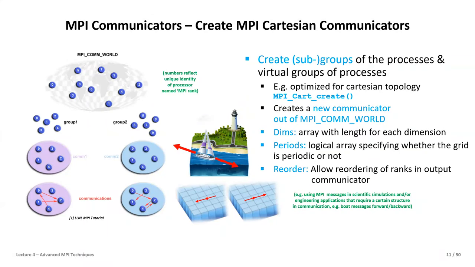But when you want a more systematic way to really enable communication, let's say, as we have here, when we say the boat moves over the ocean, it could be going in this direction or that direction over a so-called Cartesian grid. This is something specially supported in MPI. There's a Cartesian communicator that we can create with MPI Cart create. It has a couple of parameters: the dimensions, of course, how big it should be, the periodicity of the array, and whether we should reorder the ranks in the output of the communicator.